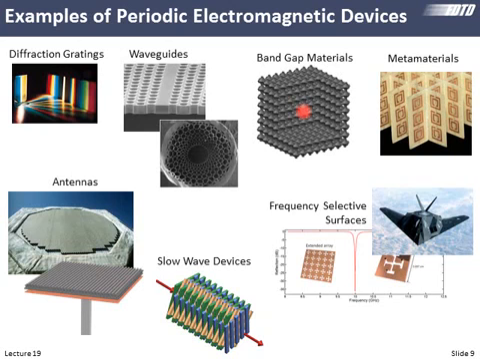Why are we even interested in periodic structures? Well, in modern electromagnetics, a variety of periodic structures, specifically photonic crystals and metamaterials, but also diffraction gratings and other things, are really dominant structures now. So there's a whole lot of interest in modeling these things that are periodic.